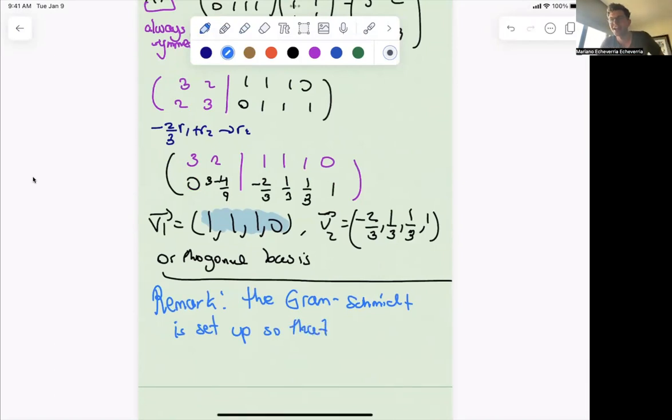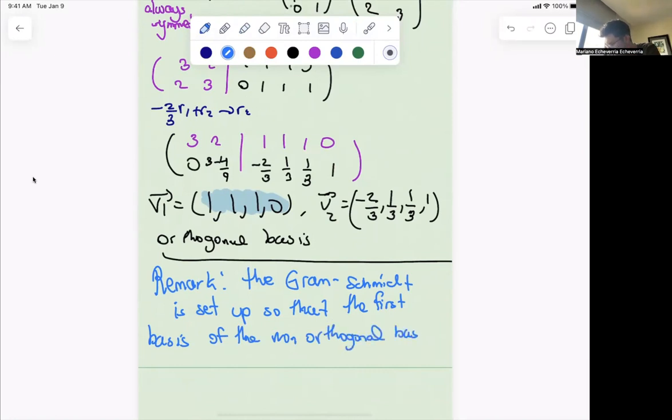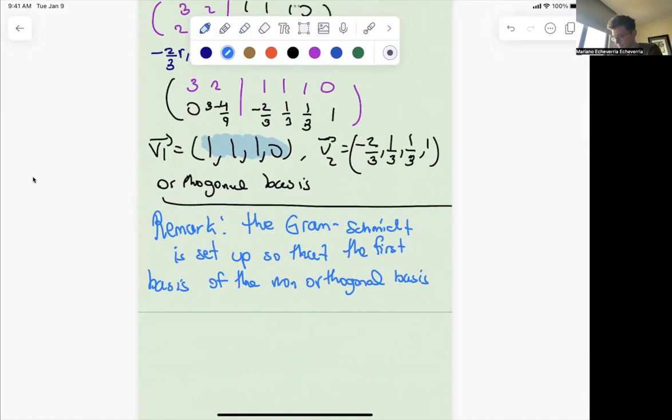Yeah, that's right. You may have noticed it from the examples, but maybe it may not have been so obvious, so that's why I'm clarifying right now that this does happen all the time. The first basis vector is the same both in the non-orthogonal basis and the orthogonal basis. The first basis vector of the non-orthogonal basis is the same basis vector of the orthogonal basis.